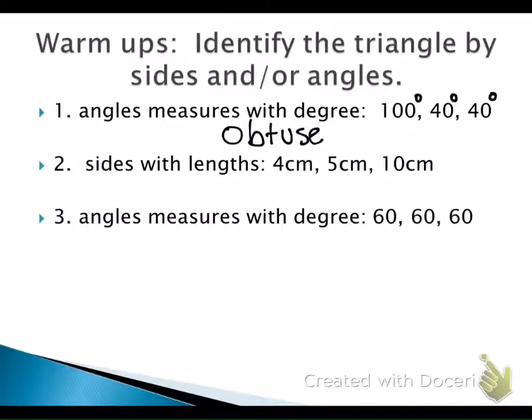The next one has side lengths 4 centimeters, 5 centimeters, 10 centimeters. Those sides are all different, so it is scalene. And finally, on warm-up number 3, all three of our angles are 60 degrees. If all three angles are the same, it is equiangular.